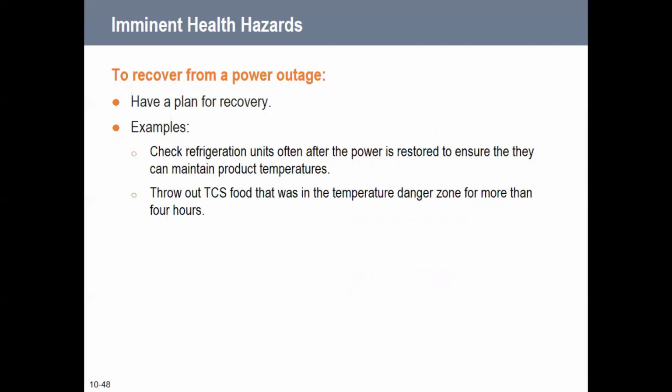If a power outage happens, make sure you have a plan for recovery. So again, check refrigeration units after the power is restored to make sure that they can maintain product temperatures, that it hasn't messed up their systems and now they're not keeping the right temperature. Make sure you're throwing out TCS foods that were in the temperature danger zone for longer than 4 hours.